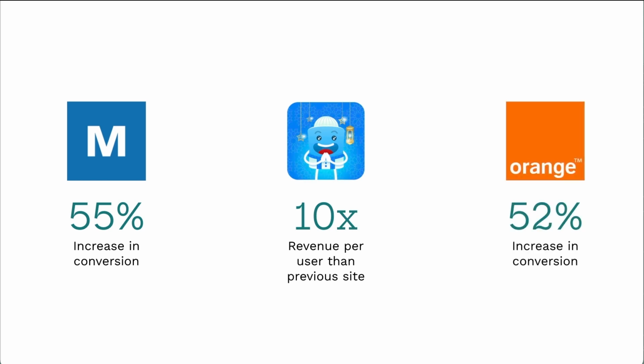And from a May 2021 case study, Orange Polska SA, a leading telecommunication service in Poland, saw a 52% increase in conversion rate for their PWA versus their previous mobile site, along with 30% faster average loading times and an 18% increase in session depth. On desktop, we're seeing the same thing.